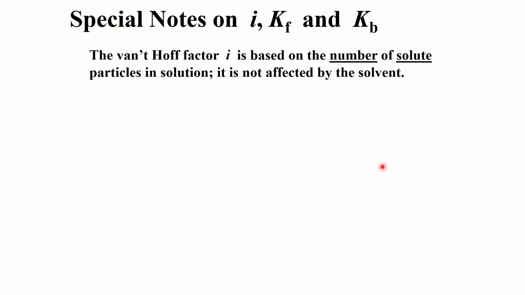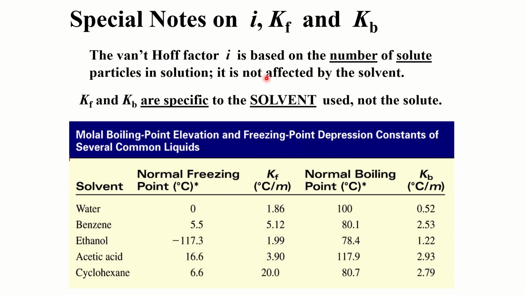Okay, a few special notes on I, Kf, and Kb. Again, reminding you that the Van't Hoff factor I is based on the number of solute particles in solution. It is not affected by the solvent. However, Kf and Kb are specific to the solvent used, not to the solute. So these two things are independent from one another. Van't Hoff factor I is purely based on the solute, whatever the solute is, and it's not affected by the solvent. But on the flip side, Kf and Kb are specific to the solvent and don't have anything to do with the solute. Here are a few example Kf and Kb values.